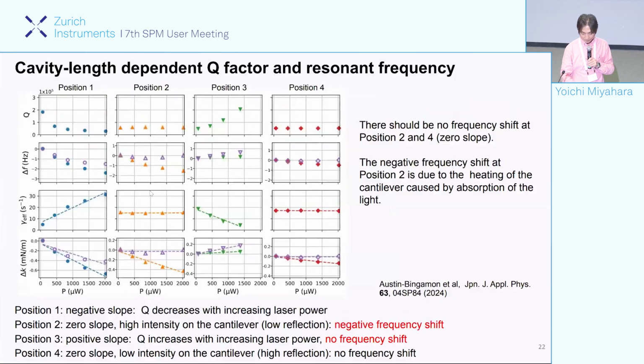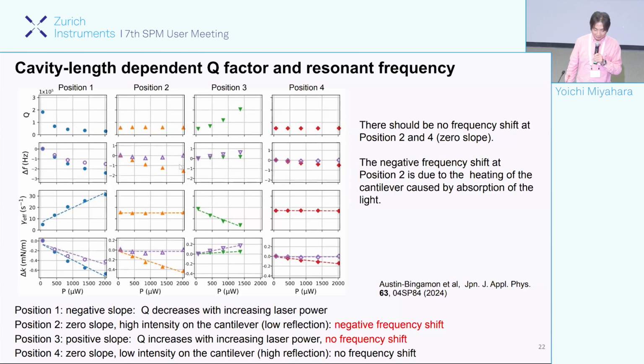This is just the same thing, but we extracted the Q factor as a function of optical power. So at position 1, the Q factor decreases, and at position 3, the Q factor increases. And the delta F, the resonance frequency, goes down with the filled circles. And this orange one is a raw value. So the filled triangles are the raw signal, so it's not supposed to change, but it did.